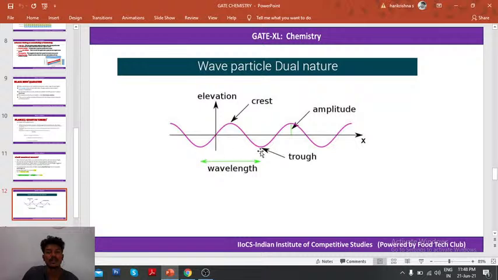the distance between the adjacent crests or troughs is known as the wavelength. That is, between these two adjacent troughs, or crests, is known as the wavelength. So this might be the wave particle dual nature.